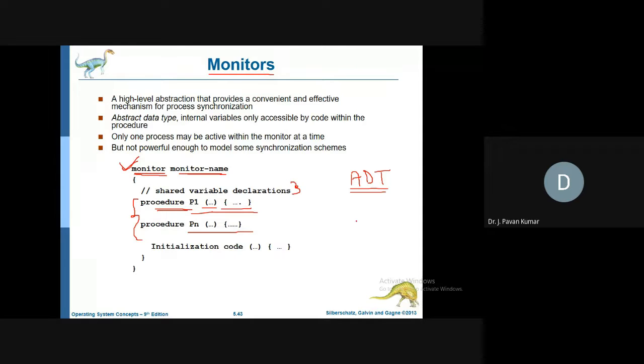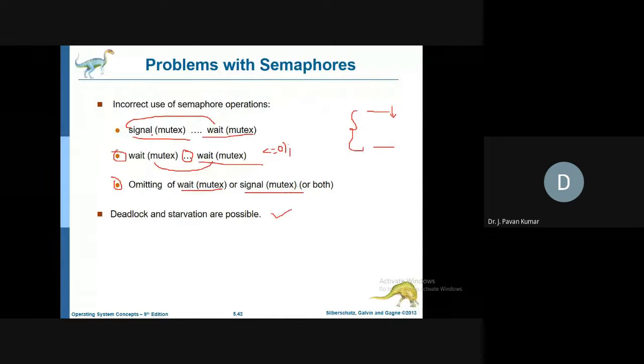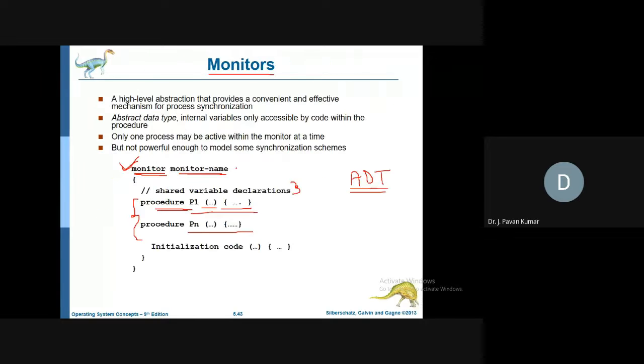So what will happen is he does not have access to alter this. So these problems can be avoided, like signal of mutex, wait of mutex, these things will not occur. Whenever we have this kind of flexibility, the programmer may use it incorrectly, and it will lead to deadlocks or starvation problems. But if you provide a monitor, it is a high-level abstraction that provides a convenient and effective mechanism for process synchronization.